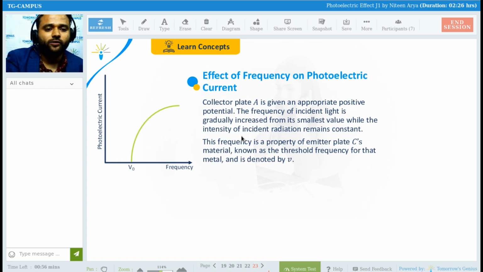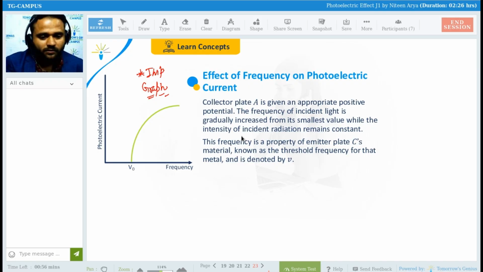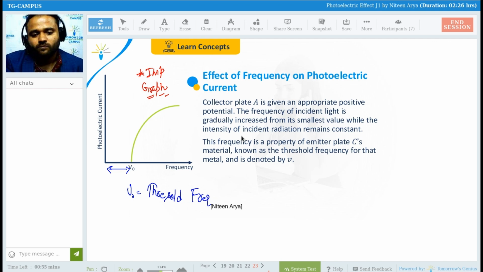Now this is the important graph between the photoelectric current and frequency. What is it? It is your work function. And what is this, V naught? Threshold frequency. Obviously, if I ask, beta, you don't know what it is. Threshold frequency. So the same simple equation is going to be fulfilled.